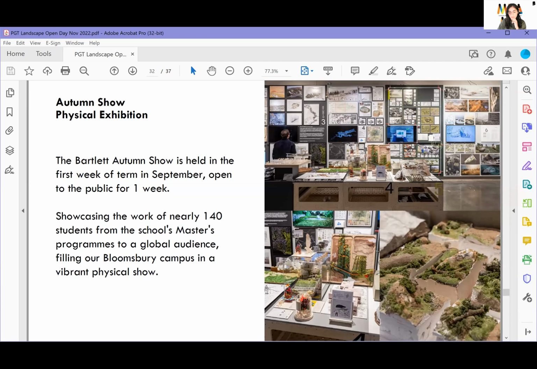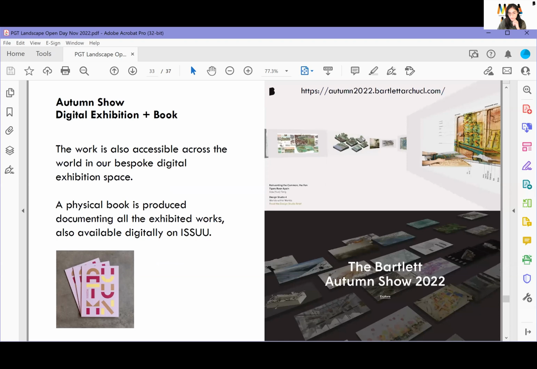We also have the digital show, which we'll show you in a second. It's an archive of digital works, which is visited by people all over the world. It's a bespoke digital exhibition space. And we have a physical and digital book, which you can see in the corner there, and it's also available on issue. If you haven't checked out these resources, please do, because it's the best way to see what's going on in the programme.